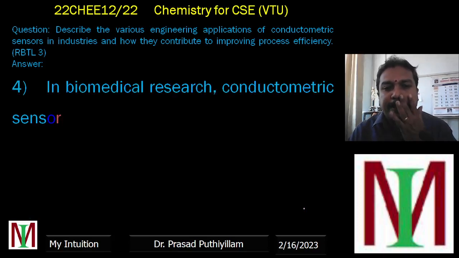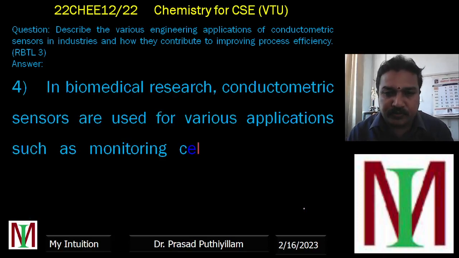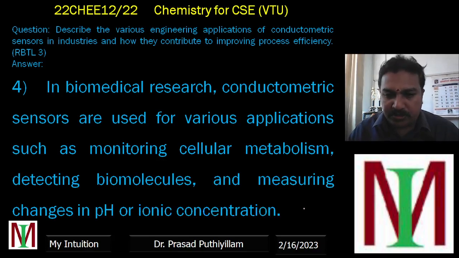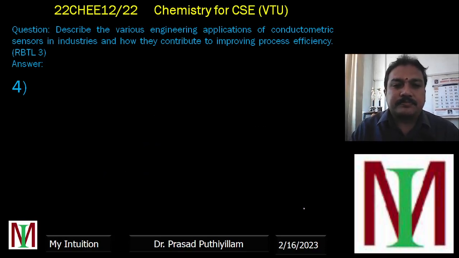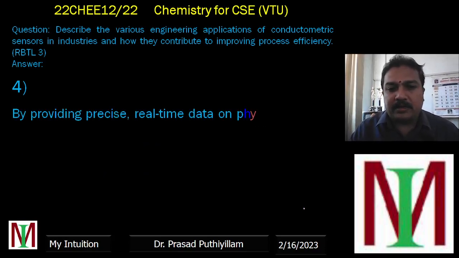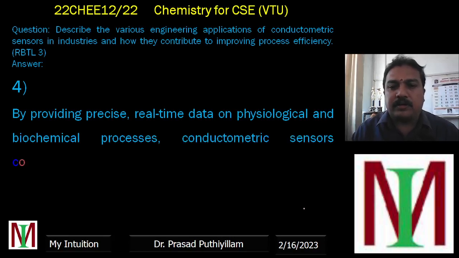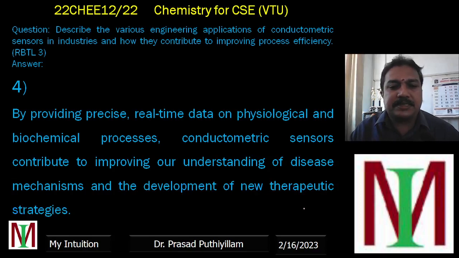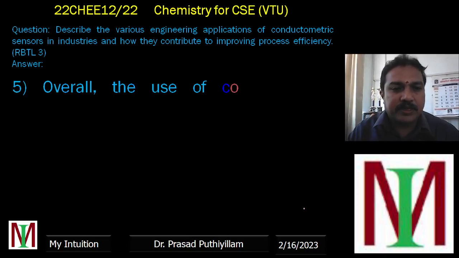Fourth point, in biomedical research, conductometric sensors are used for various applications such as monitoring cellular metabolism, detecting biomolecules, and measuring changes in pH or ionic concentration. By providing precise, real-time data on physiological and biochemical processes, conductometric sensors contribute to improving our understanding of disease mechanisms and the development of new therapeutic strategies. Straight away the point is there, no need for further explanation.